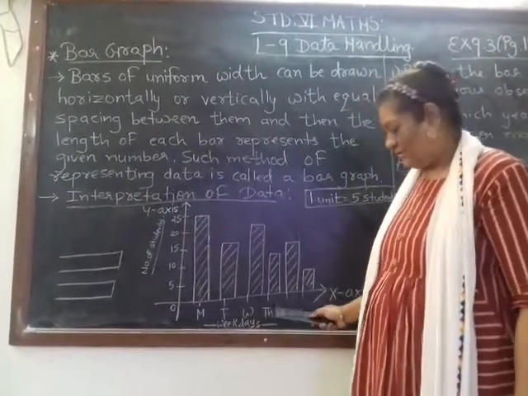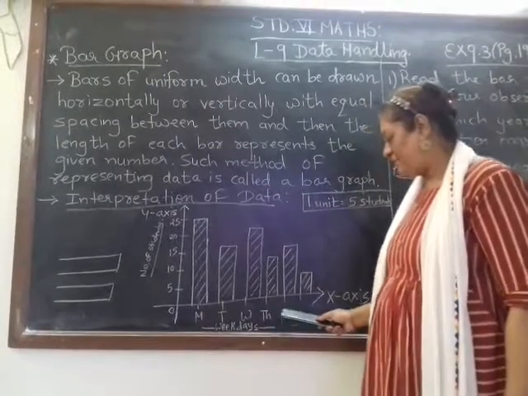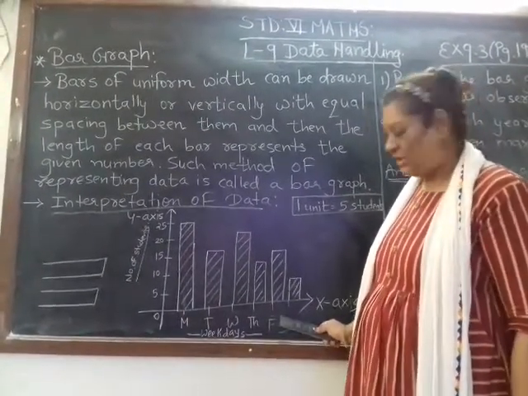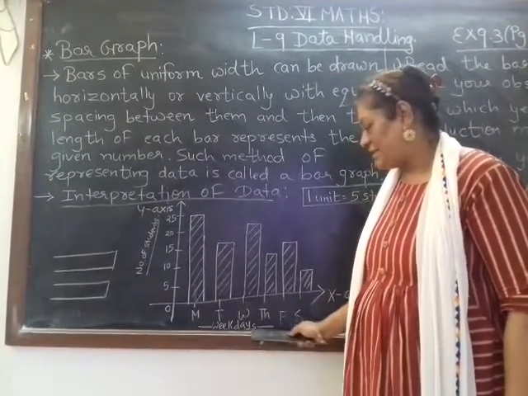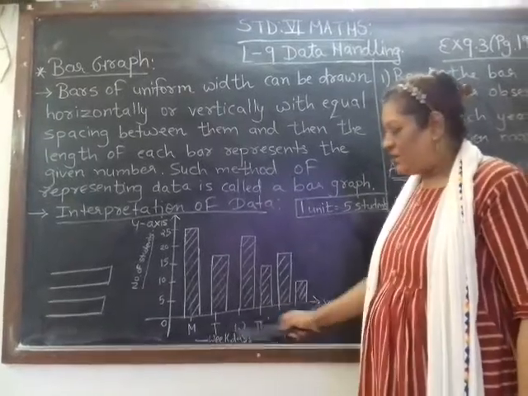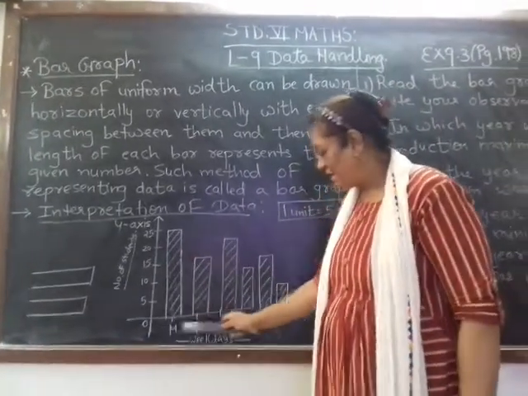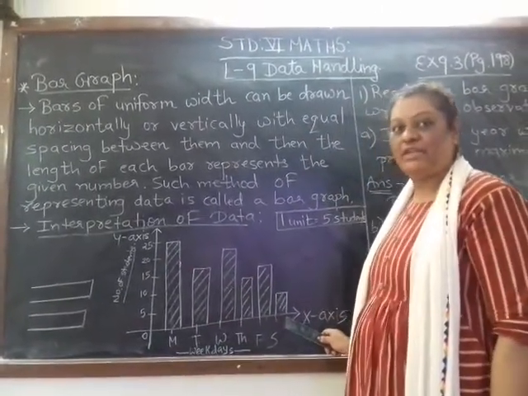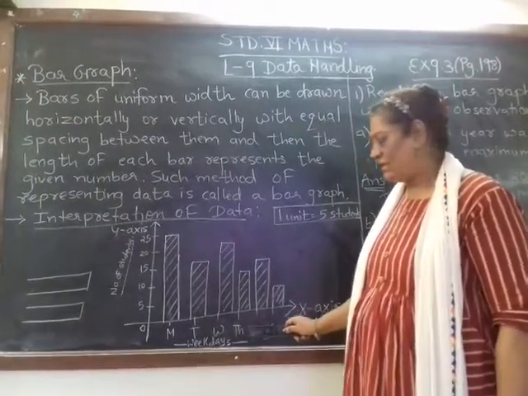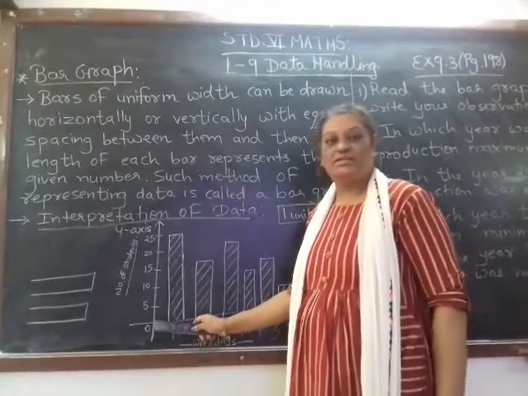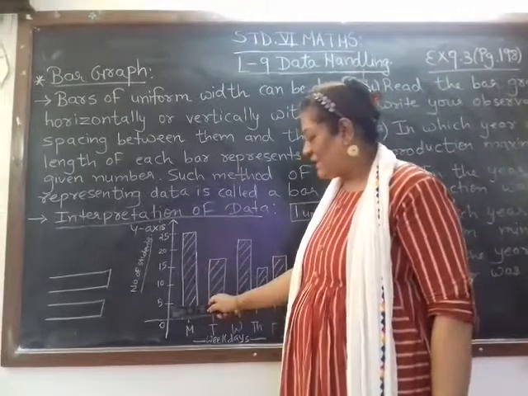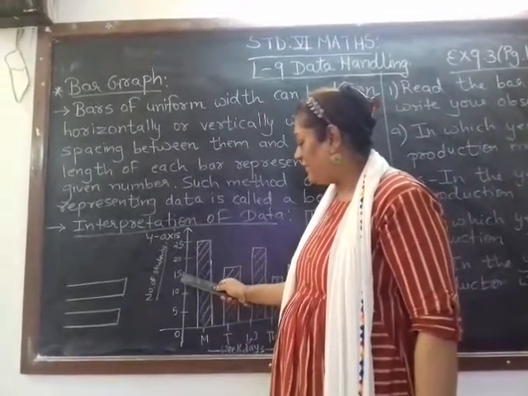Here generally, in the maximum number of cases, we write information which is not in number form. Right? You can see I have written weekdays. Weekdays means Monday, Tuesday, Wednesday, Thursday, Friday, Saturday. On x-axis we write the names of the week, names of the students, names of the products, generally not in numbers. On y-axis, in most cases, we write the numbers. See, on y-axis, that is the standing line, I have written 5, 10, 15, 20, 25.